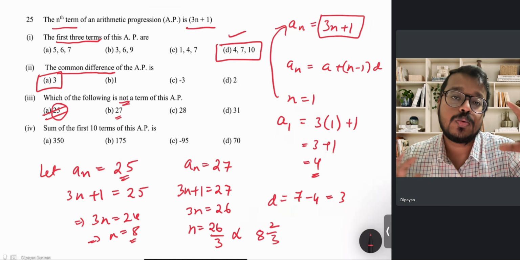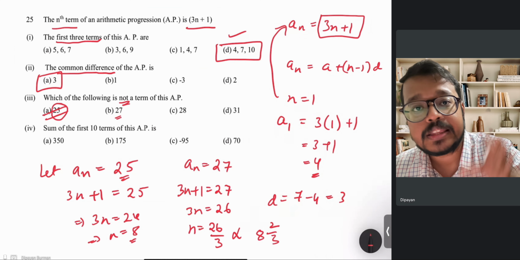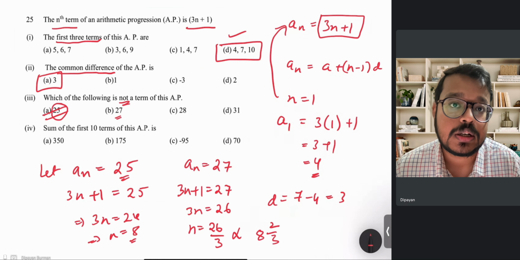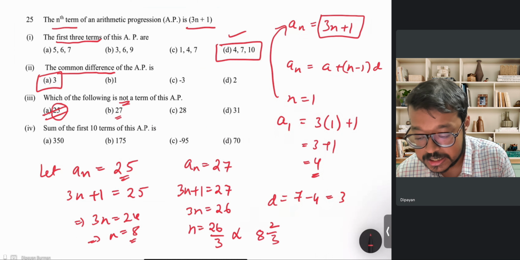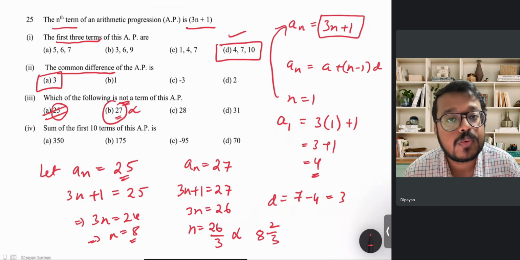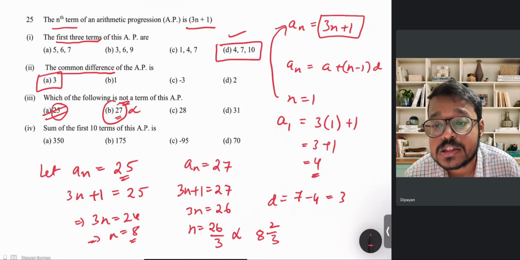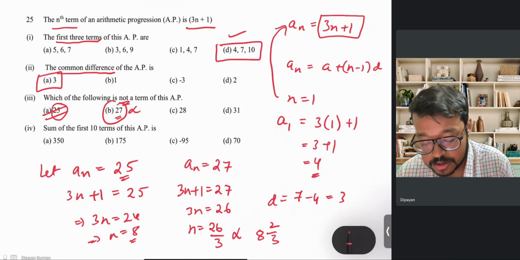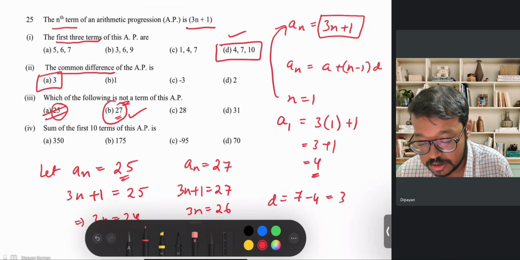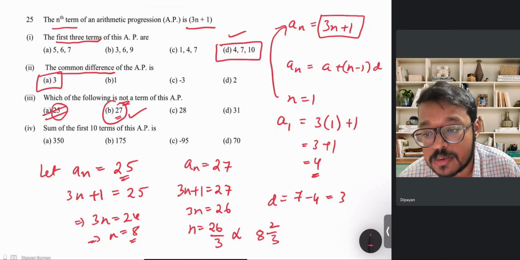There is no 8 2/3 term. It can either have an 8th term or a 9th term. So there is no meaning to having an 8 2/3 term. So that means that 27 was actually never a part of the AP. If it was, the n value would have been a natural number. So the correct option here is option B. Which of the following is not a term? 27 is not a term of the AP.